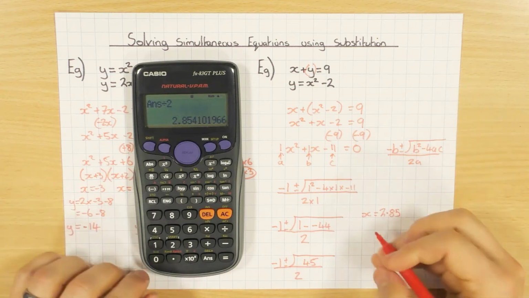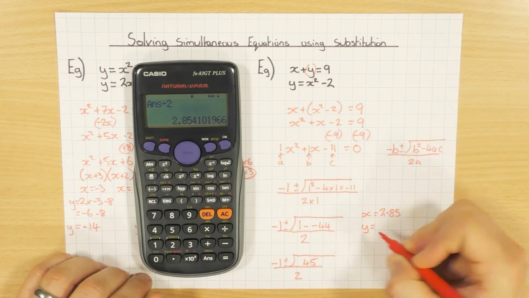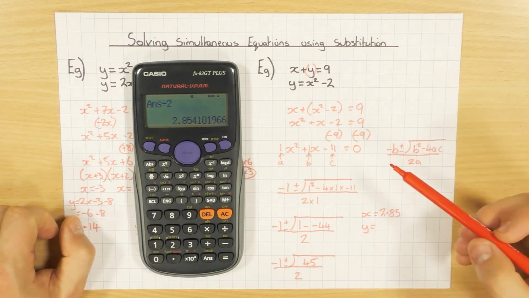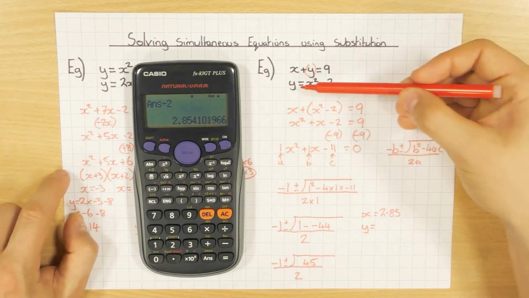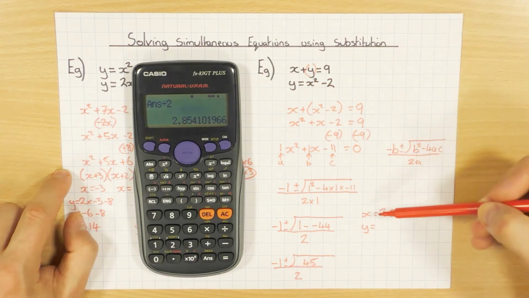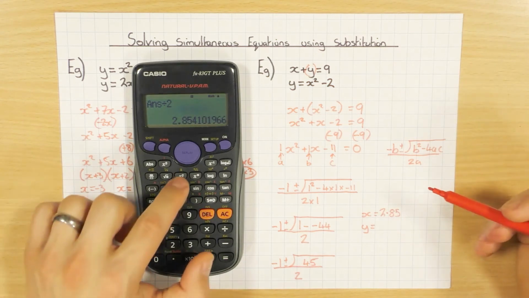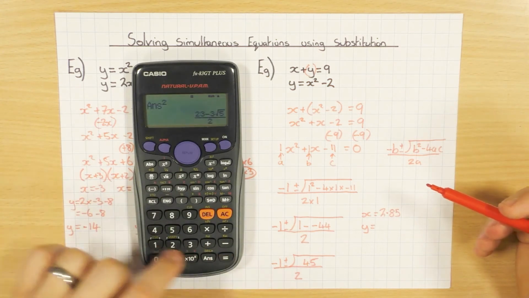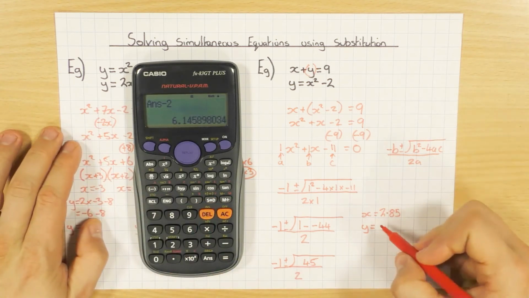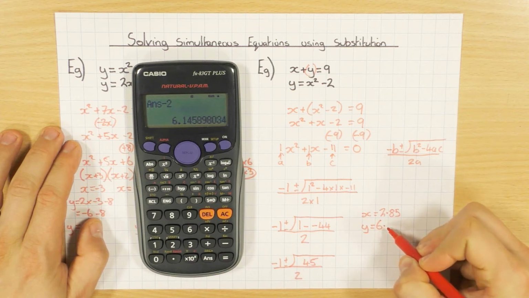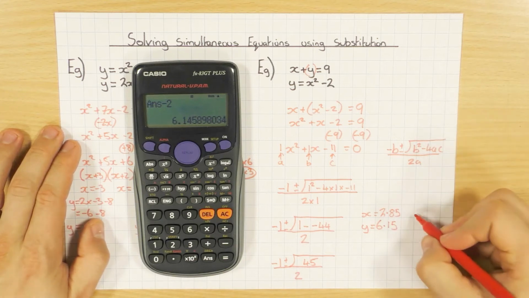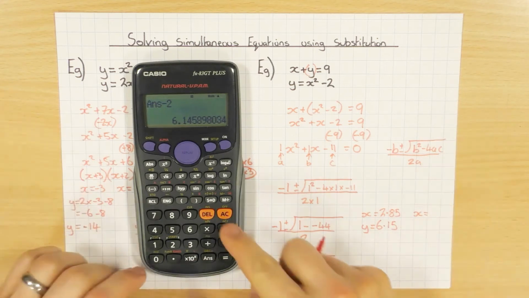Either way, once you've worked out x, you now need to work out y. So I wouldn't get rid of this. I'd keep it all exactly the same and substitute it straight into here. So if x squared minus 2 equals y, X is this, so I'm going to square it and take away 2 and press SD to get 6.145. I'm going to round this to 2 decimal places, so 6.15. Don't forget to get both answers though.